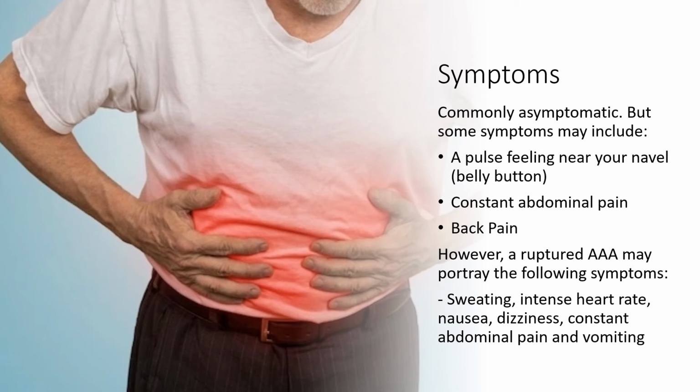Symptoms. Commonly asymptomatic, but some symptoms may include a pulse feeling near your navel, also known as belly button, constant abdominal pain, back pain. However, if an AAA is ruptured, it may present the following symptoms: sweating, intense heart rate, nausea, dizziness, constant abdominal pain, and vomiting.